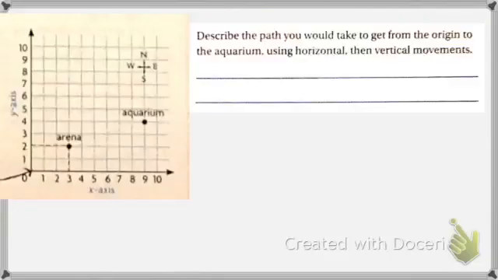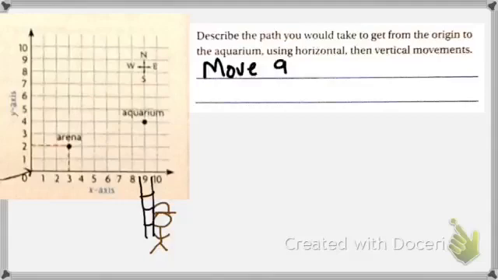The next part of our lesson that we're going to listen to but not start any examples for yet is this little question right here. It says, describe the path you would take to get from the origin to the aquarium using horizontal then vertical movements. And again, that's using our x-axis then our y-axis. So let's put our man right back in here. If I started at the origin, which is what my question tells me, I move him horizontally to the aquarium. How many places does he move? He moves 9 places. So I would write move 9 places to the right.